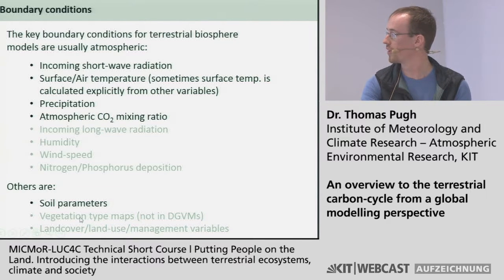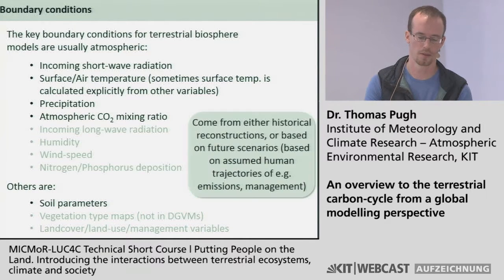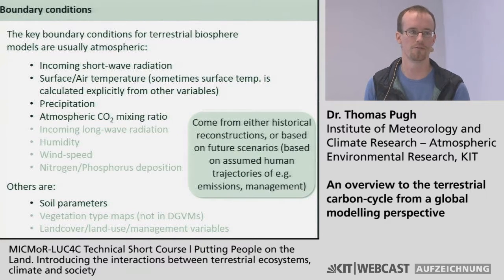Aside from this, there are also non-atmospheric parameters relating to the soils in particular, but if you have static vegetation, you might need a vegetation type map. If you're starting to consider land cover, then you need land cover fractions or different management variables. How much nitrogen you're using to fertilize croplands, for instance, might become relevant. And generally, we either get these from historical reconstructions where they're available. We have historical reanalyses for climate that we can use, or we take them from global climate models if we're running offline, or we give assumed emission trajectories based on the scenarios that Mark was describing yesterday and put these into our Earth system models.